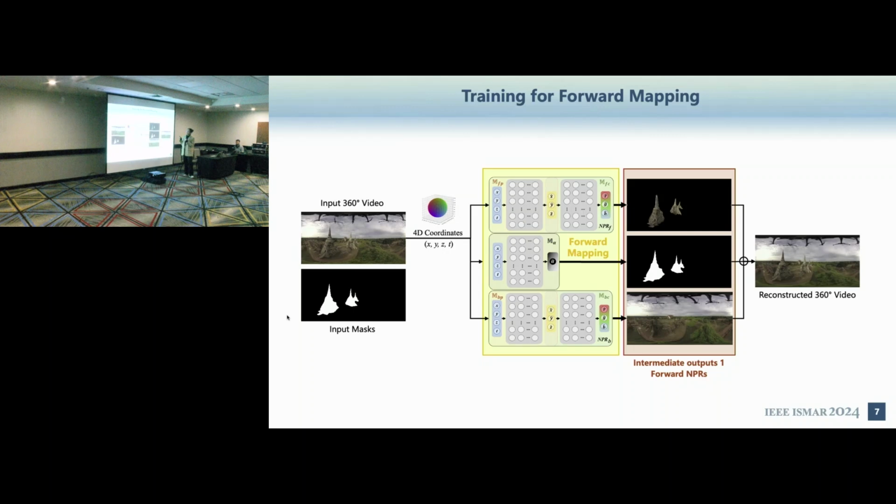We call this forward mapping. And since most foregrounds and backgrounds have different patterns, for example, most foregrounds have non-rigid motions like walking, running, and background, in most cases, just has camera motions, so we separate the given video into distinct layers.